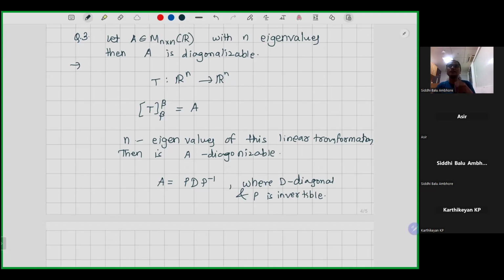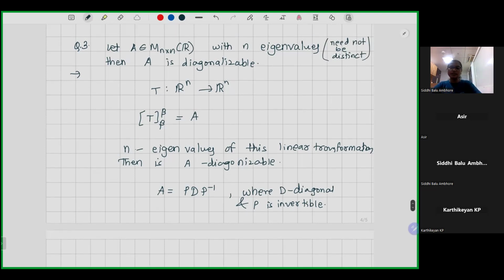Any guesses for this? No, n eigenvalues doesn't mean distinct. Let me write it: an eigenvalue need not be distinct. If distinct, then we know that everything is good. But these n eigenvalues are not distinct. I mean, A, we can very well take it in C, doesn't matter. They are saying that we have n eigenvalues. It means that the characteristic equation splits. It has n roots. So can we always say that A is diagonalizable?